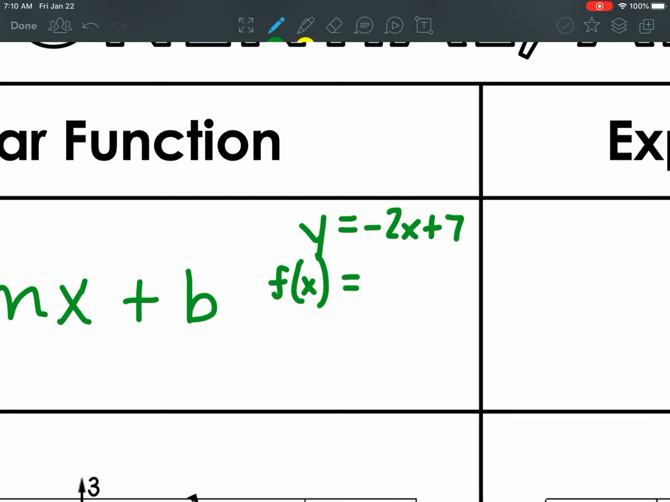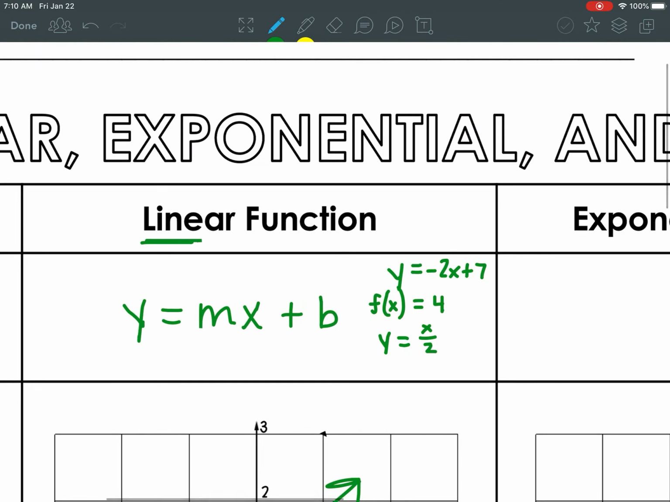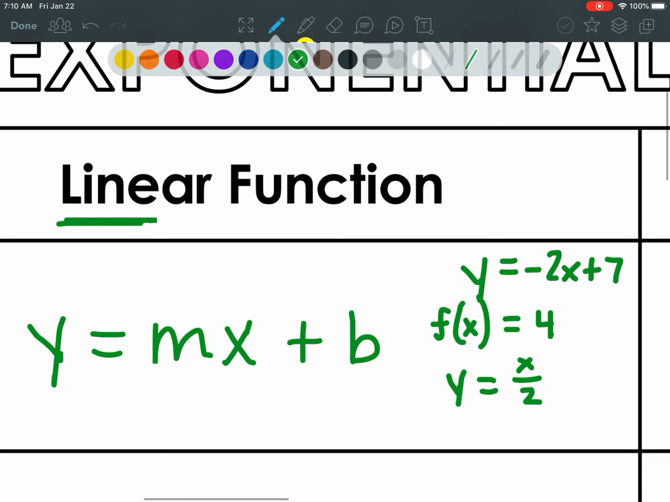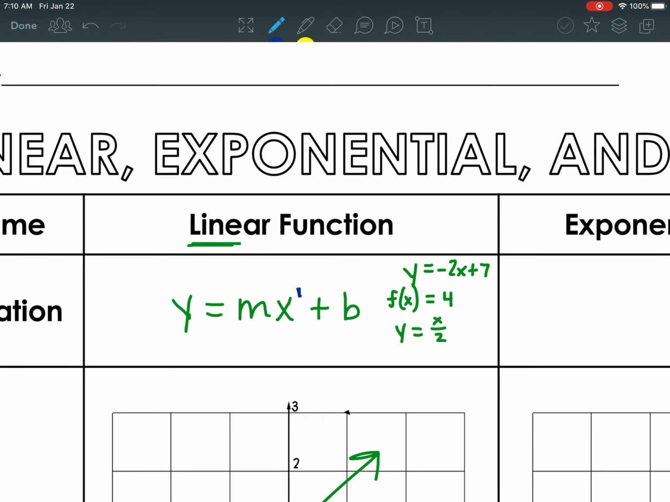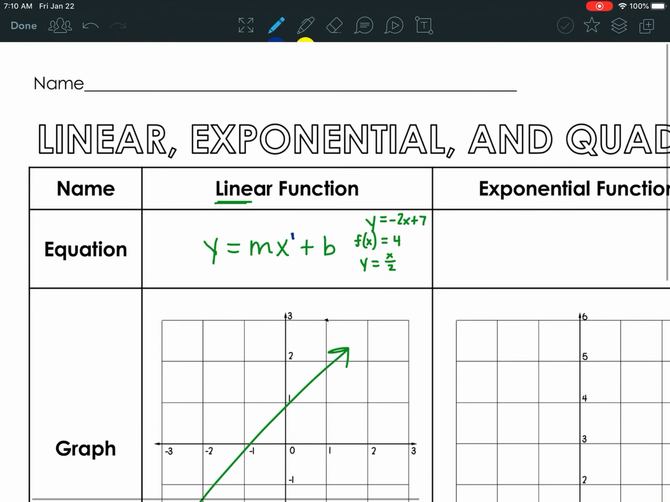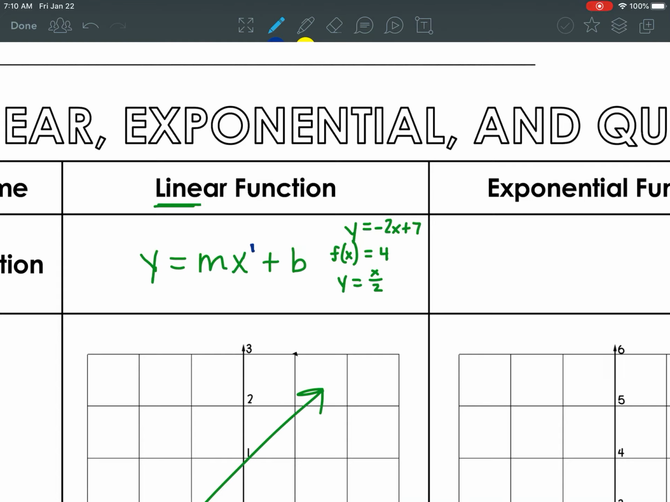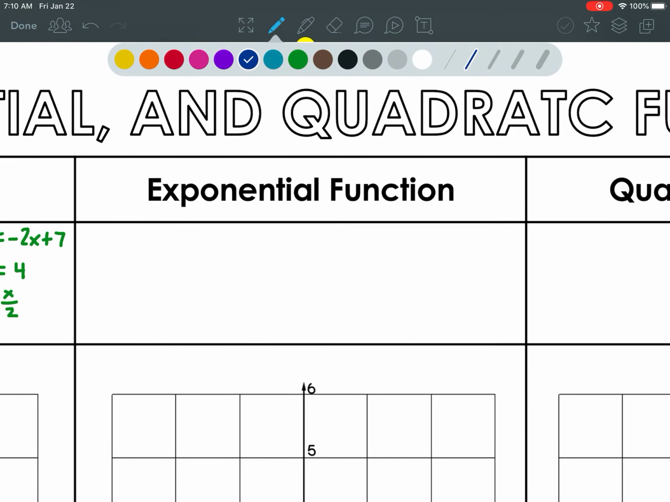We could also see it instead of that y, sometimes we'll see it as a function, so f of x. We could see it as just a number, so f of x equals maybe 4. That would be a horizontal line. We may see it with a fraction in it, the x has to be the numerator, so maybe something like x over 2. If you see the x variable with a power of 1, then we know it is going to be a linear function. So you'll see them in different formats, but as long as you have one x in that function or equation, then it is linear. So there's our linear equation.